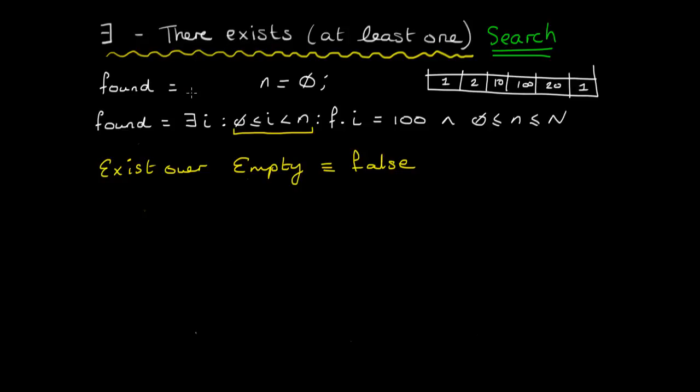And that stands to reason, because most of the time when we're searching for something, we make the assumption that it doesn't exist to begin with, and then if we find it, obviously that contradicts our initial prediction and we set it equal to true. And the other thing to remember about there exists is that, in the opposite way to for all, exists gives us a disjunction. So we have a disjunction here.